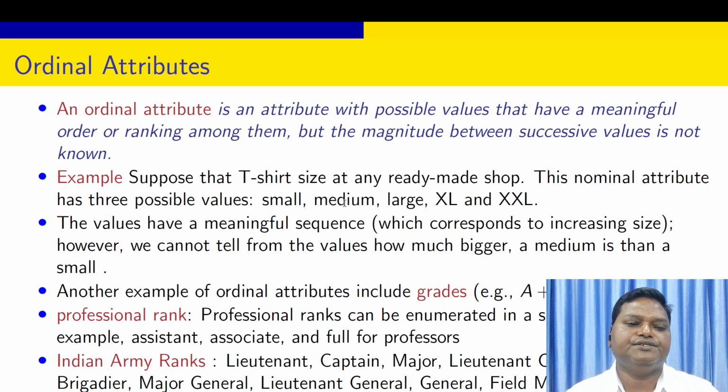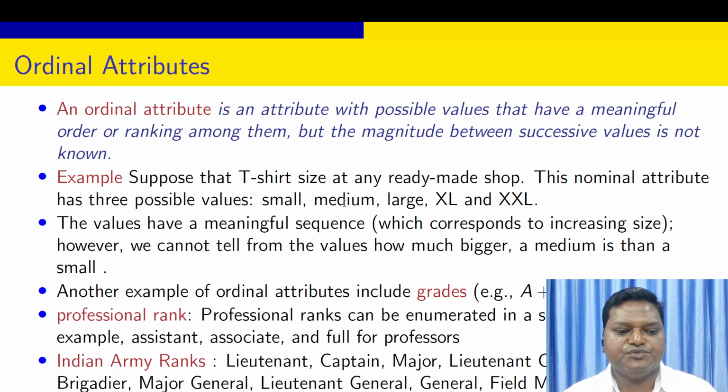The third category is known as ordinal attributes, where the attributes are ranked. They are arranged in an order. For example, you buy a T-shirt. When you go to the showroom, you look at the size. There will be small, medium, large, XL, then double XL. So there is a meaningful order. We say that small is smaller than the medium, but at the same time, we cannot say how much smaller it is. Even for your grades, A plus plus, A plus, A, B, C, all these are ordinal.